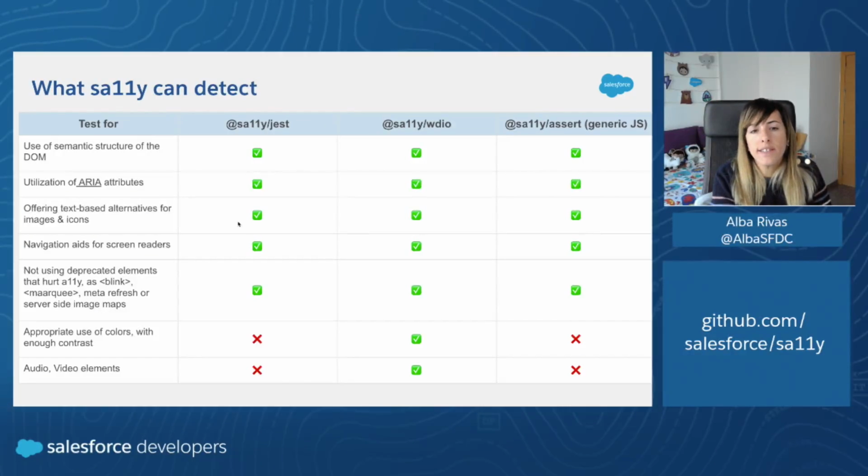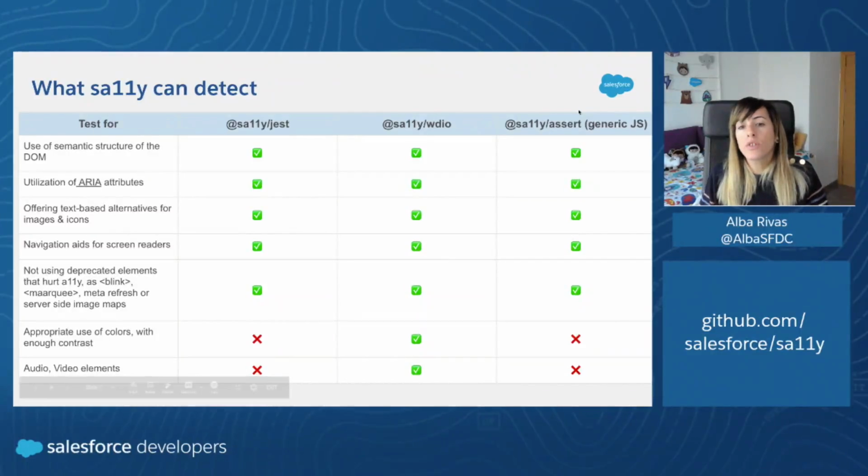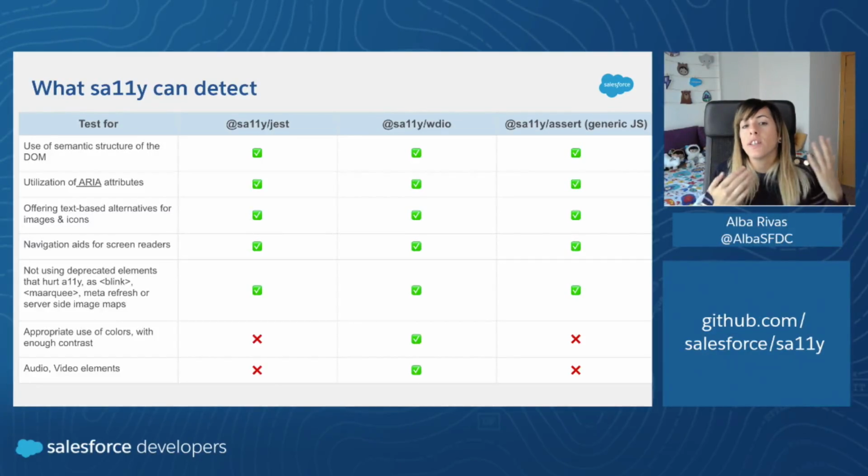So here you can see 3 columns. This is because sa11y includes 3 different modules. The first module is going to help you when you are using Jest to write JavaScript unit tests, right? The second module is going to help you when you use WebDriver IO. And the third module, you can use it for generic JavaScript testing when you are not using Jest, neither WebDriver IO.